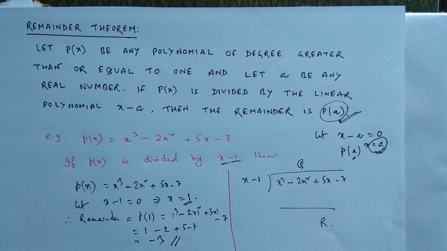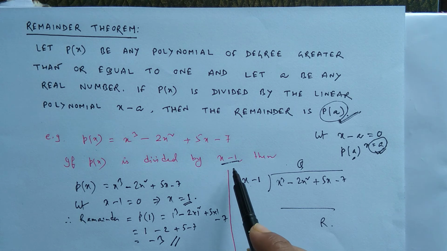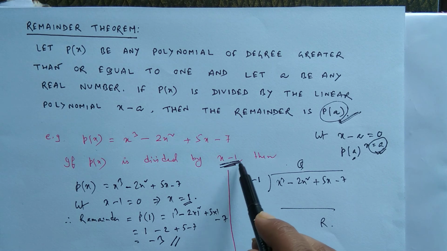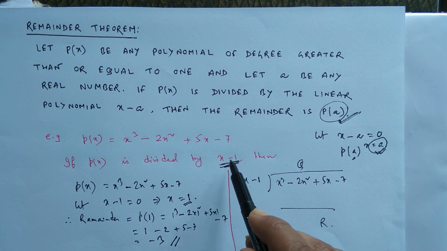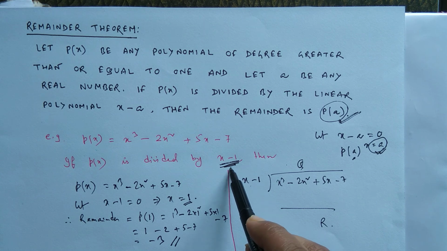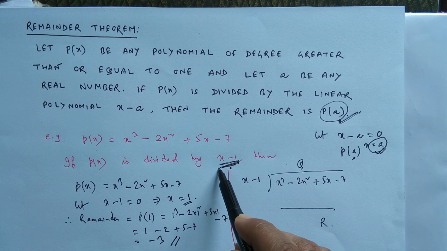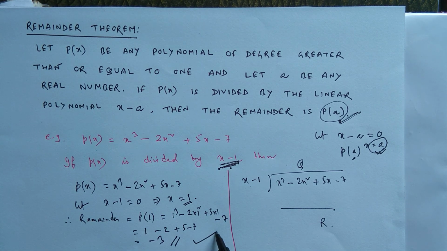So we did not do the long division, but we got the remainder, which is minus 3, for this polynomial simply by putting the particular value of x, which is obtained from the divisor, into the polynomial, and we got the remainder.